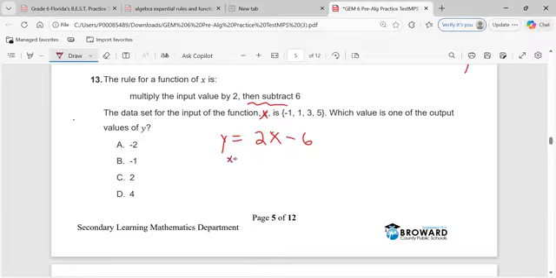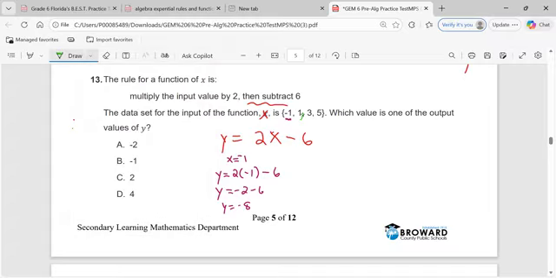When x is equal to negative 1, we're going to do y equals 2 times negative 1 minus 6. So y is equal to negative 2 minus 6. Y is negative 8. Is that an answer choice here? No. So now I need to go to the next one.